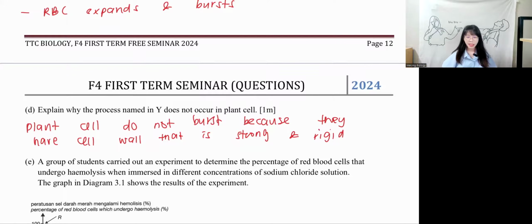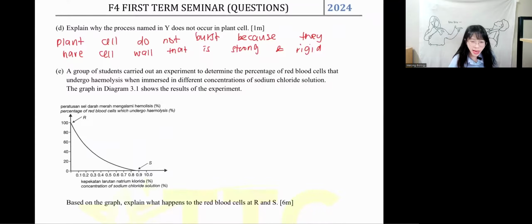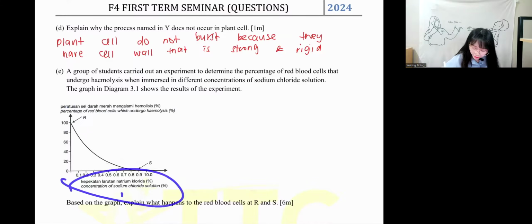Okay, a group of students carry out an experiment to determine the percentage of red blood cells that undergo hemolysis when immersed in different concentrations of sodium chloride solution. The graph in 3.1 shows the result of the experiment. Based on the graph, explain what happens to the red blood cell at R and S. If you look, this is the percentage of the red blood cells undergoing hemolysis. This is the percentage of the sodium chloride solution. At 0%, this is literally 0% of salt solution. At 0% it means it's very, very diluted.